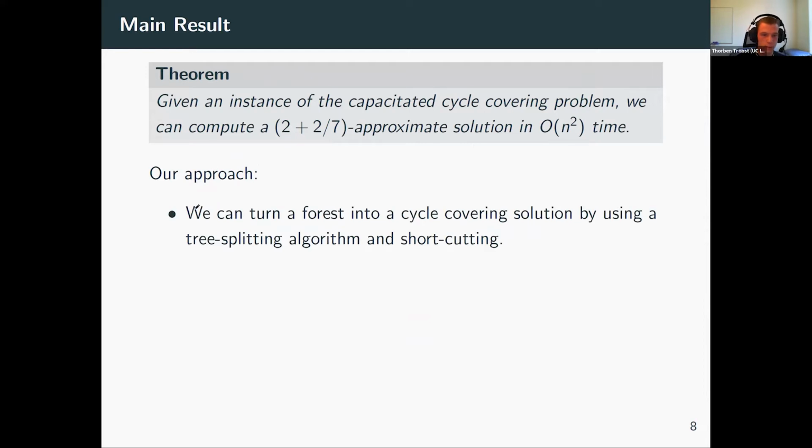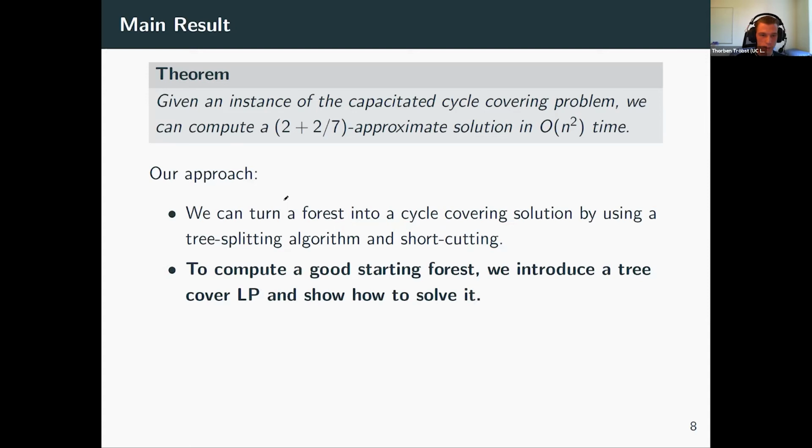So the first step, which is actually the last step in the algorithm, but the first step in the analysis, is that there is a relatively simple way of taking any forest. If you give me any forest in the graph, I can turn it into a cycle covering solution using essentially the edges from that forest. And this uses 2 classical techniques. One is called tree splitting, which you can see used sometimes in capacitated facility location and similar problems. And the other is typical shortcutting that you often see in the TSP and similar settings. So I'll briefly sketch this out in just a minute.